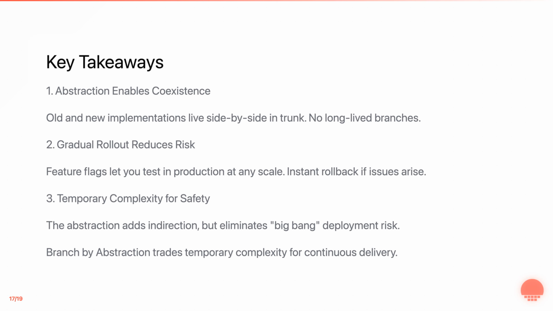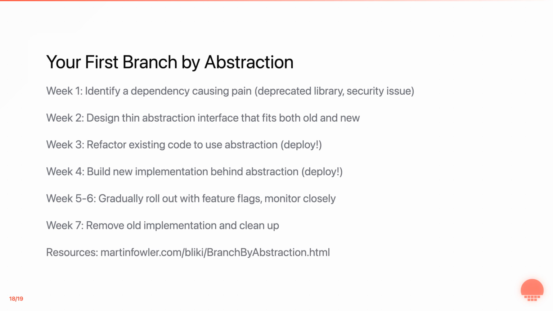That's the entire point. Pick something small for your first attempt. Maybe that logging library everyone complains about, not your entire database layer. You're looking at 6 to 7 weeks total, but here's the critical part. You're deploying every single week. Week 3, you ship the abstraction with zero behavior change. Week 4, the new implementation goes live behind a flag set to 0%. By week 6, you've proven you can swap core dependencies in production without drama. That's your template for the scary migrations ahead.